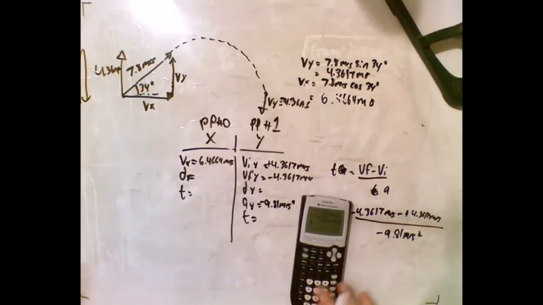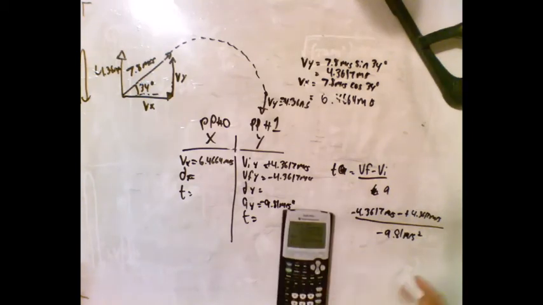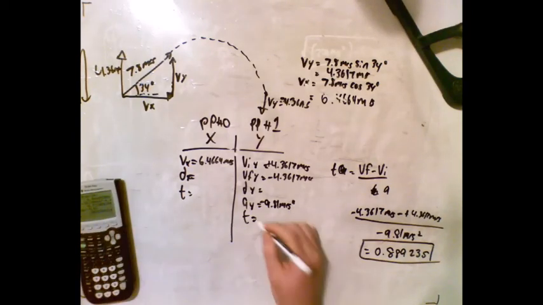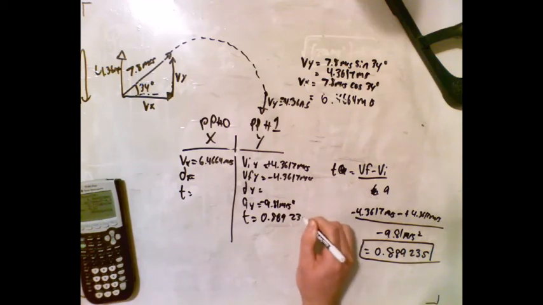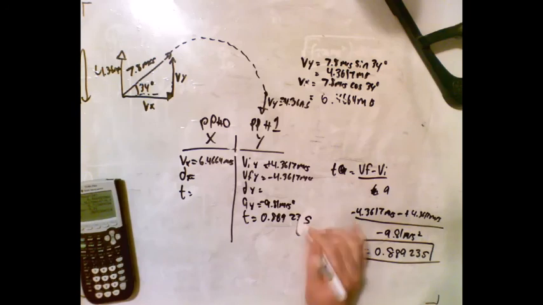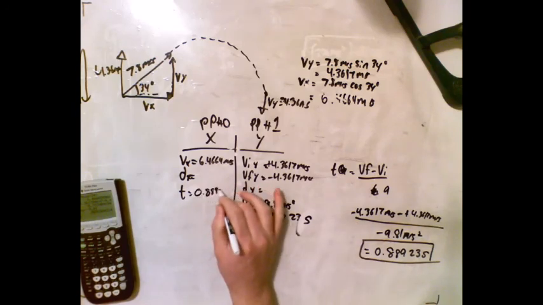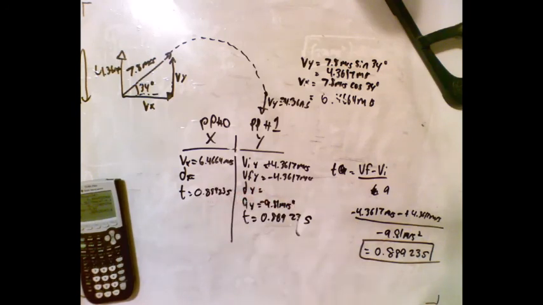So negative my answer from before minus my answer from before divided by negative 9.81, and I get my time to be 0.88923 seconds. And I don't want to round that yet because I'm going to use that moving forward. 0.88923 seconds. Okay. So now we can easily find our distance in the y.